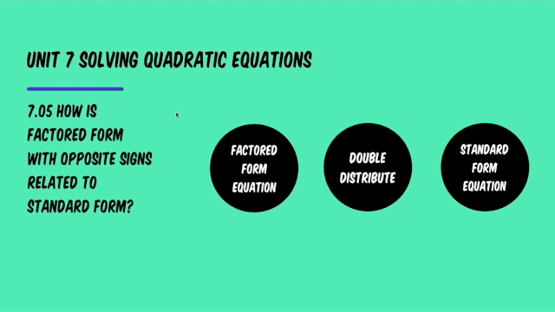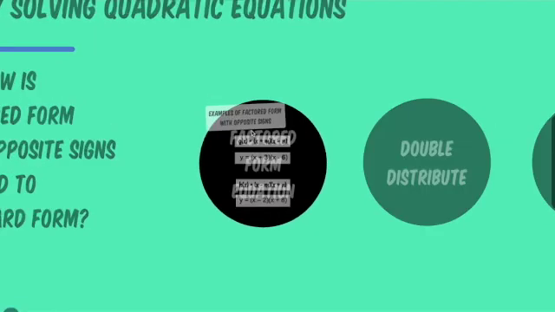Let's start by you reading the aim. We are going to continue our work with converting between factored form and standard form. Today's lesson will focus on opposite signs. Let's take a look at factored form equations with opposite signs.